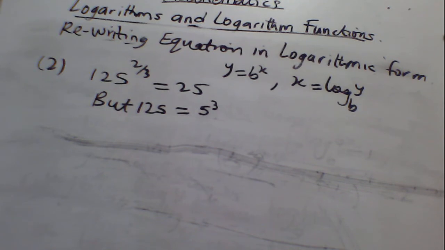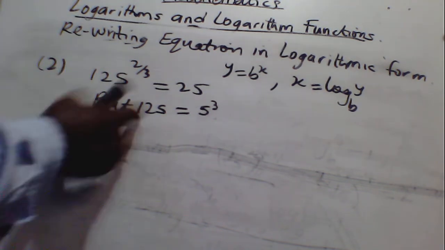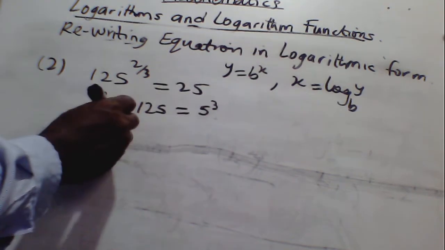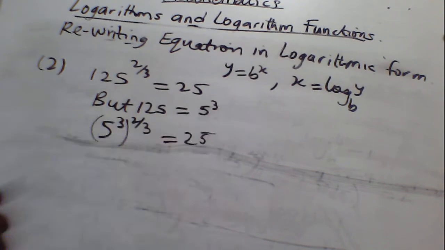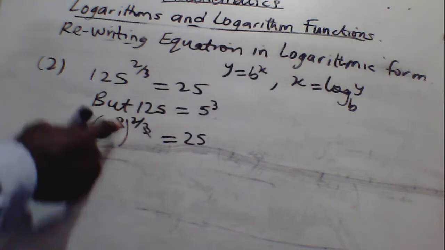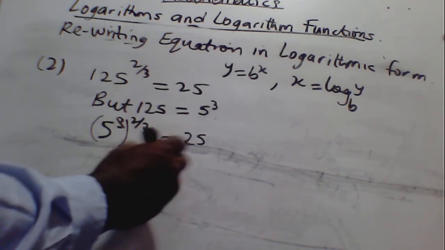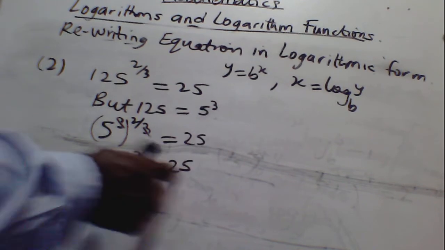So we now go into solving it. From here, we substitute in this value. Whenever it's 125, we put 5 raised to the power 3. This will give us 5 raised to the power 3, in brackets, to the power 2 over 3, is equal to 25. So this is the first thing. Now if you open the bracket, the 3 will cancel out to give us 5 raised to the power 2 is equal to 25.